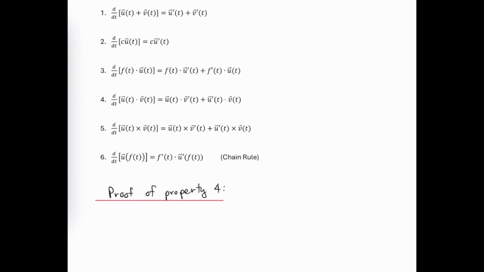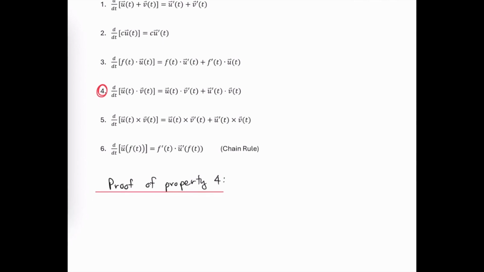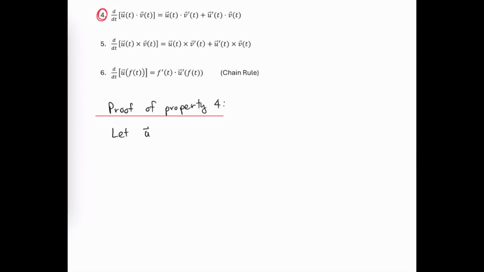So let's take a look at property number 4, and we're going to prove just this one. To get started, let's let our vector function u have the components f1 as the first parametric equation, g1 as the second parametric equation, and h1 as the third parametric equation.